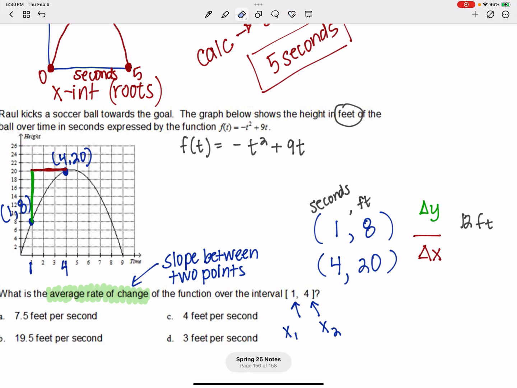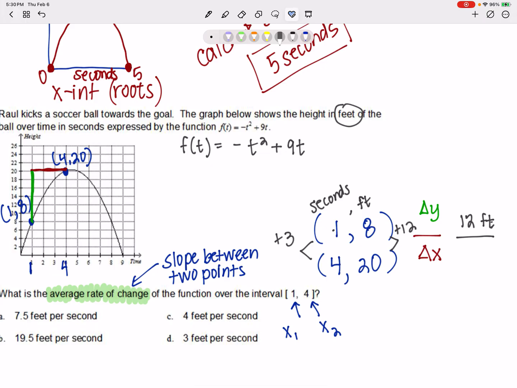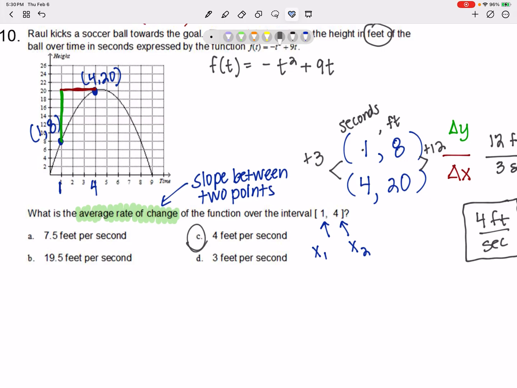I don't like the way I wrote that. Let's write it a little bit neater. 12 feet. And the change in x is going to be 3 seconds. So 8 to 20 is a change of positive 12, and 1 to 4 is a change of positive 3. So there's my 3 seconds. 12 feet over 3 seconds is the same thing as 4 feet over 1 second. So 4 feet per second is going to be our average rate of change. And that would be answer C, 4 feet per second.